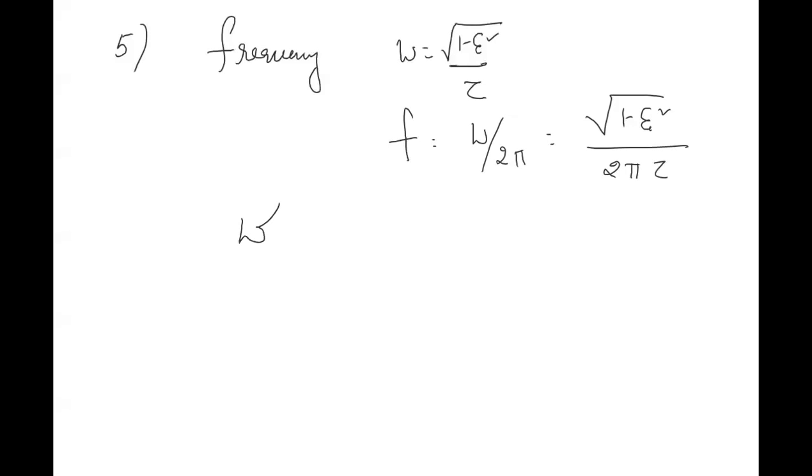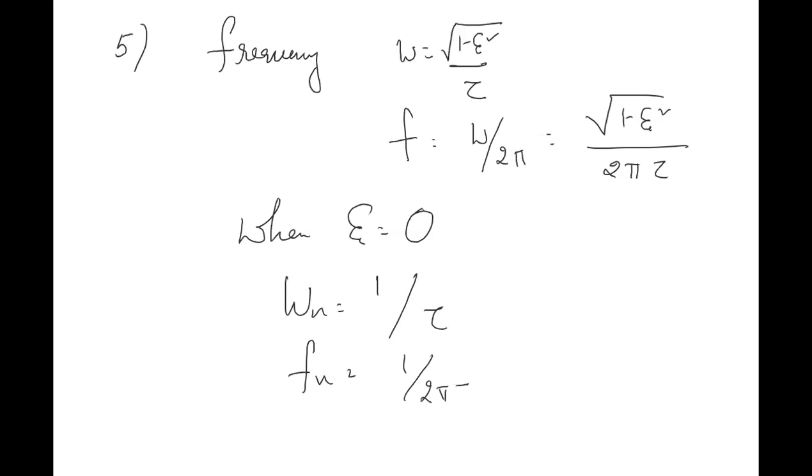When zeta is equal to 0, you call them natural terms. Frequency is omega by 2 pi, and time period is 2 pi by omega. These are called natural frequencies. Omega n is equal to 1 by tau, fn is equal to 1 by 2 pi tau. So f by fn is root of 1 minus zeta square.